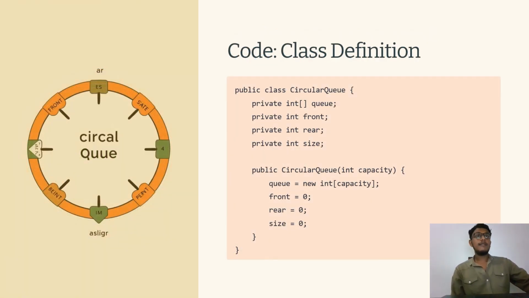Here's the class definition for our circular queue. We initialize the array queue with the specified capacity and set initial positions for front and rear. The size variable helps us keep track of the number of elements present in the queue.